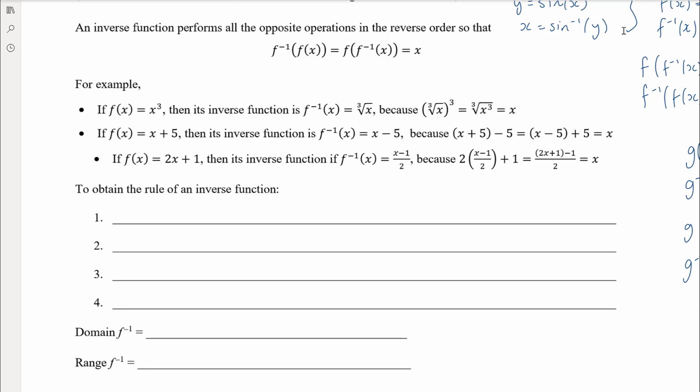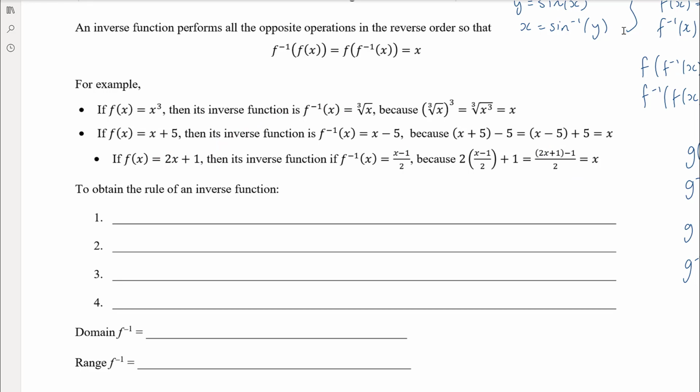And we could extend that. If f of x is 2x plus 1, then its inverse function, f inverse of x, is x minus 1 on 2. Again, if I take the inverse function and substitute it into the original function, I get this. If I take the original function, 2x plus 1, and substitute it into the inverse function, I get this, and those two things both simplify to give me x.